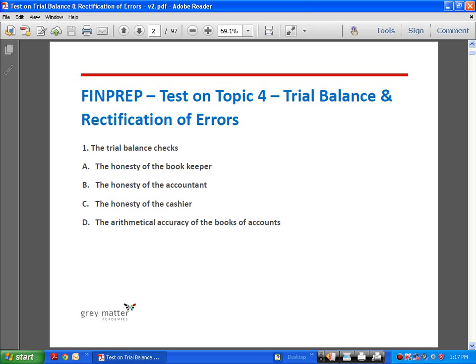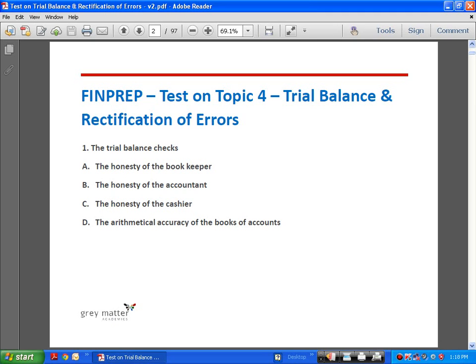Now we'll look at errors and rectification of errors. So discussion of errors is a natural progression after a discussion of a trial balance, because it's quite likely that the trial balance does not agree, and we end up having a suspense account in the trial balance, which leads us to find out the reasons for the difference, and in most cases it's because of certain errors that have happened while recording or posting various transactions.